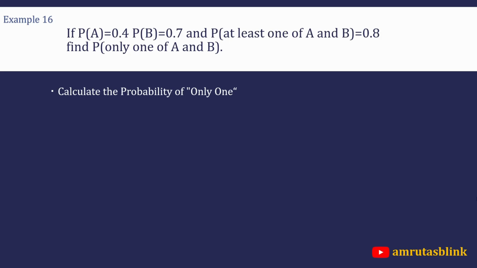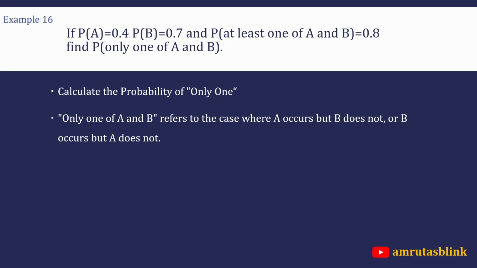But what we need to calculate is probability of only one of A and B. A intersection B is always A and B. See, try to understand the terminology and the mathematical part of this. So whenever we want A or B, it is always A union B. Whenever we want A and B, it is always A intersection B. And now here we need to find out probability of only one of A and B. So only one of A and B refers to the case where if A occurs, then B does not, or if B occurs, then A does not.